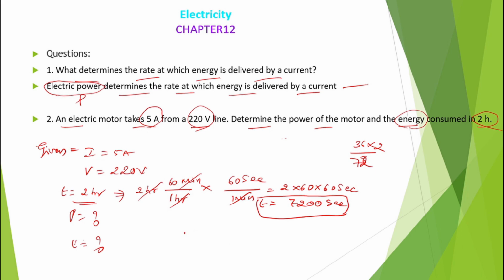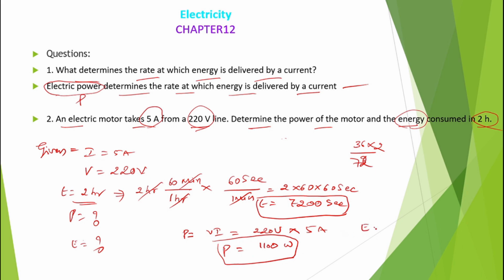P we have to calculate. P is equal to VI. So V is given 220 volt into I is given 5 amps. So if you simplify this, you will get 1100 watt. So P is equal to 1100 watt. Now energy we have to calculate.